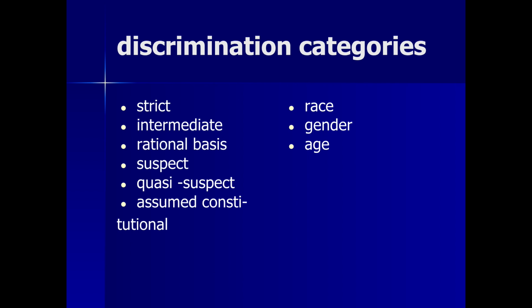Okay, so notice now you're matching, and I'll go over this one with you. Each one's going to have two things that go with it: scrutiny and classification. Race is strict scrutiny, and it's a suspect classification. Gender is intermediate scrutiny, and it's quasi-suspect. Then age is rational basis scrutiny, and it's assumed that it's kind of okay to make that distinction.